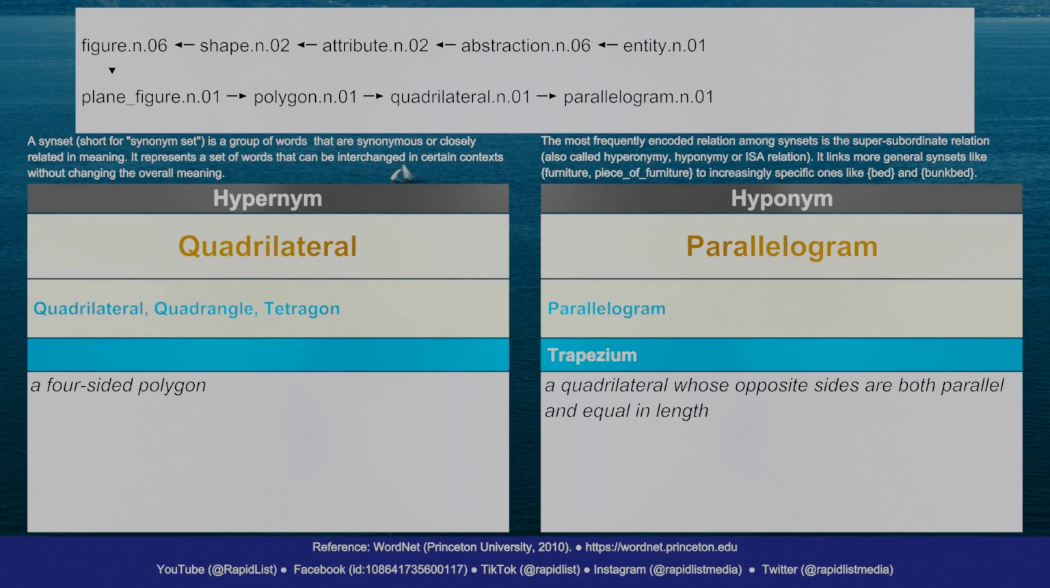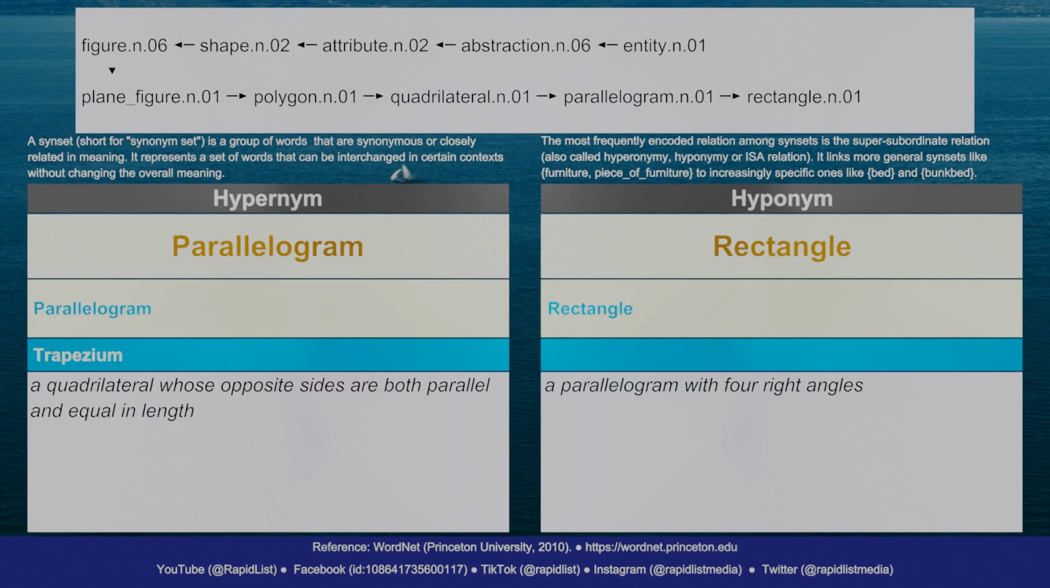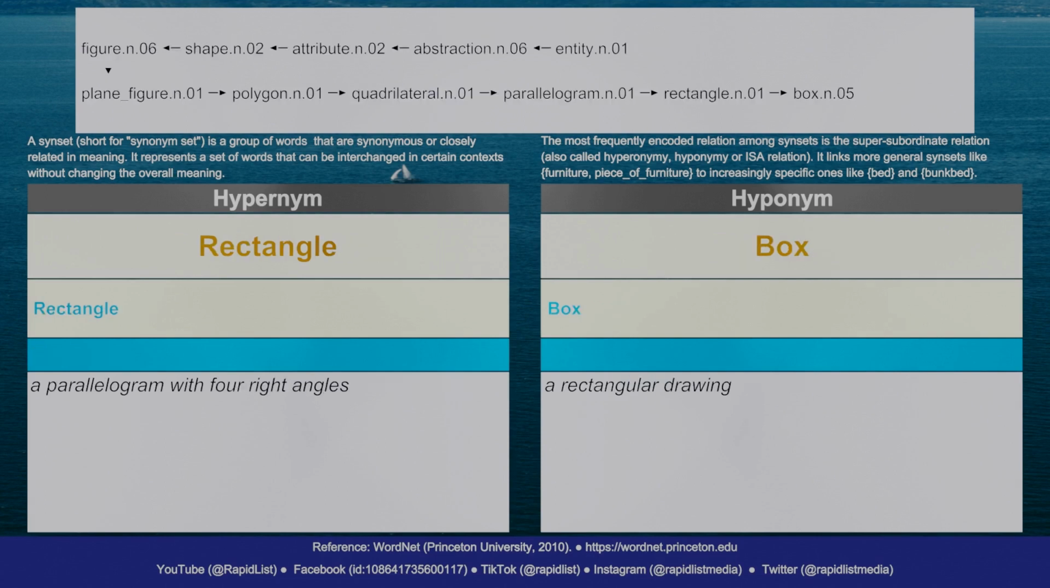Parallelogram. A quadrilateral whose opposite sides are both parallel and equal in length. Rectangle. A parallelogram with 4 right angles. Box. A rectangular drawing. The flowchart contained many boxes.